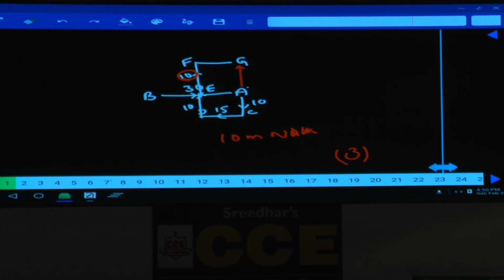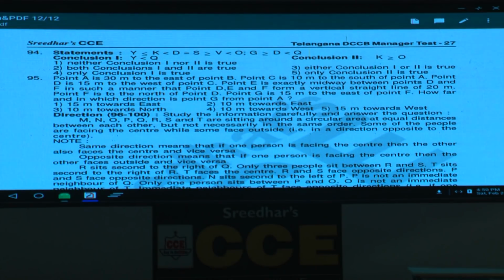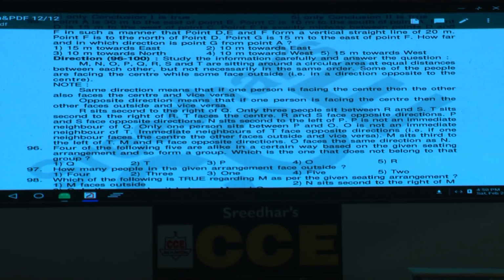Then afterwards, question numbers 96 to 100. Now in this 96 to 100, M, N, O, P, Q, R, S and T are the 8 persons seated around a circular table at equal distance between each other, but not necessarily in the same order. Some of the people are facing the center, while some are facing outside. Same direction means that if one person is facing the center, then the other also faces the center, and vice versa. Opposite directions means if one person is facing the center, the other person must be facing away from the center, and vice versa.